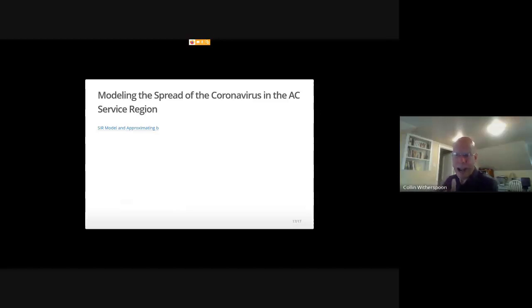So if we want to look at how I did this, what I did is I modeled this for different regions. So modeling the spread of the coronavirus in the AC service region, because that's specific to Amarillo College. So SIR model and approximating B. How do you decide what that B value is going to be when a pandemic is actually in process?